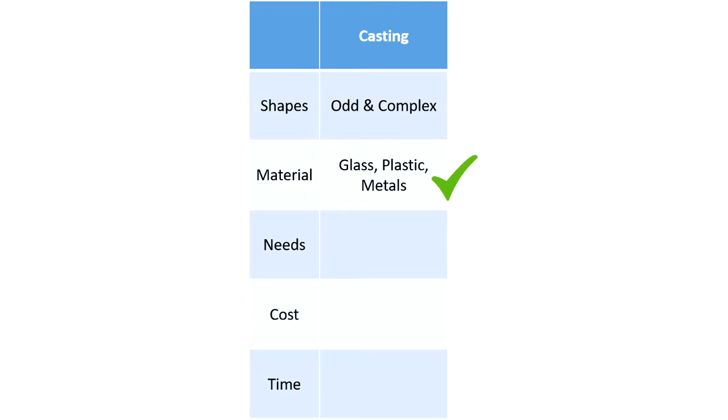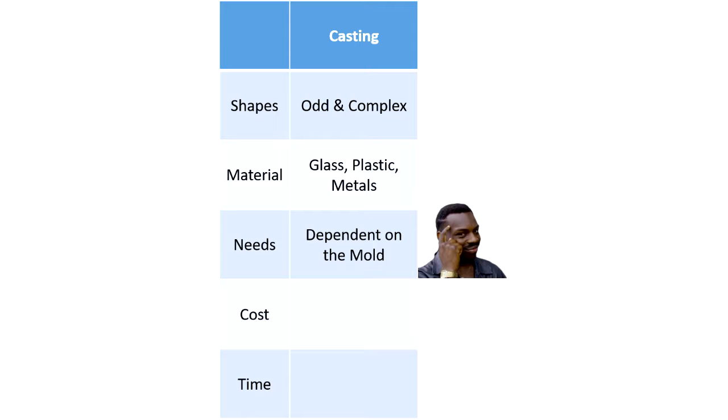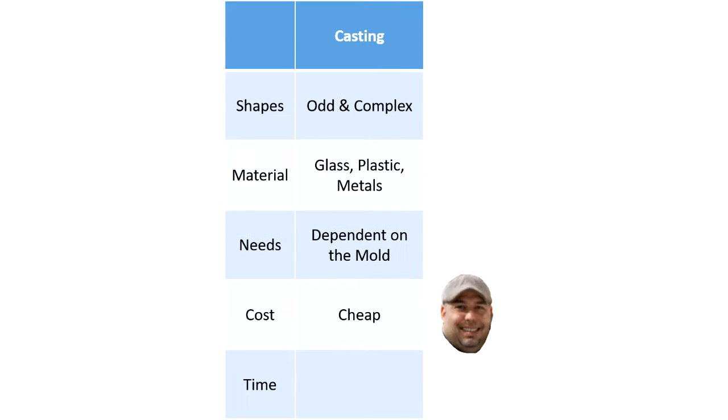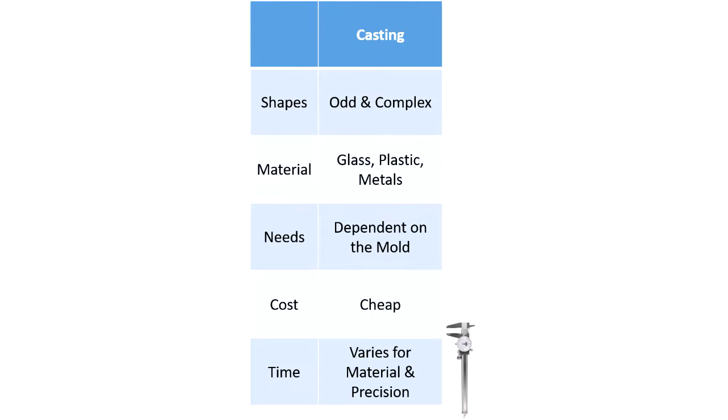Casting is usually done on glass, plastic, or metals. The precision and tolerances on casting are really dependent on the mold. The cost of casting is cheap since most molds are reusable and there is little to no material waste. The time needed depends on the material being cast and the surface finish required.